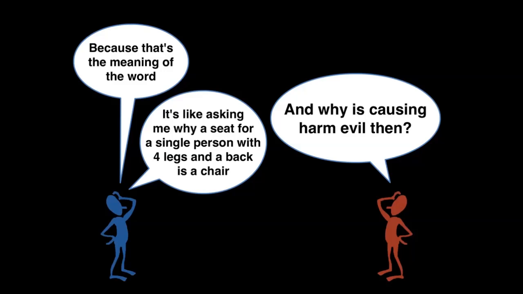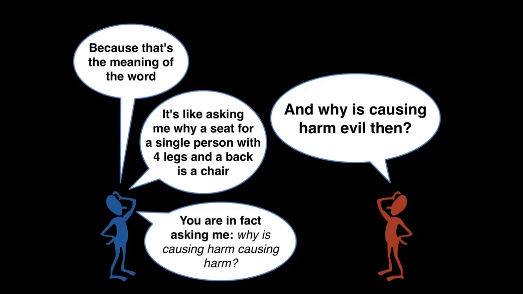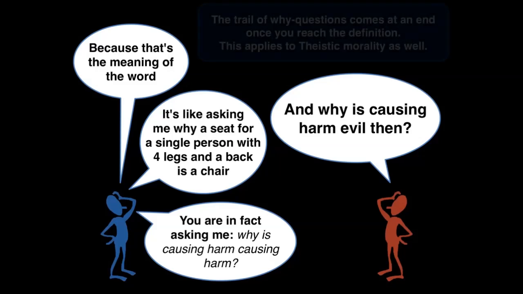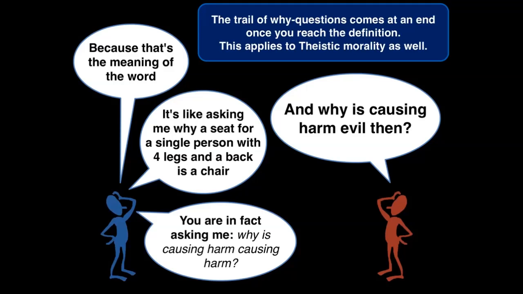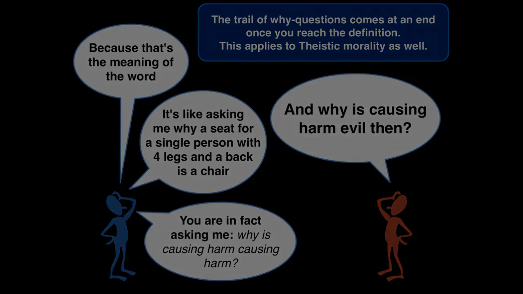The answer is simply that chair is a label to refer to a seat with 4 legs and a back meant for a single person. In the same way, evil is a label to refer to causing harm. They are essentially asking, why is causing harm causing harm? The question is meaningless. This is where this trail of why questions comes to an end, when you reach the definition itself. And, as we will see later on, the very same thing applies to theistic morality as well, as the trail of why questions comes to an end at the definition as well.